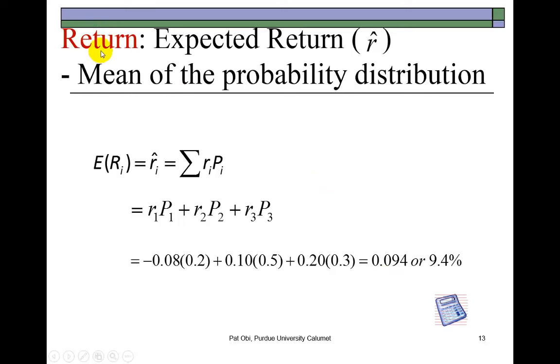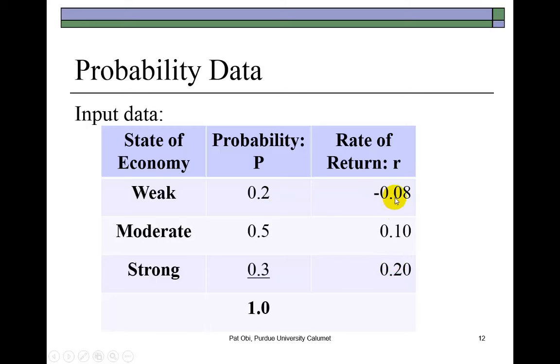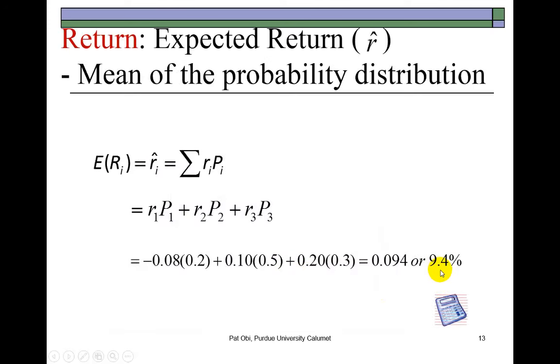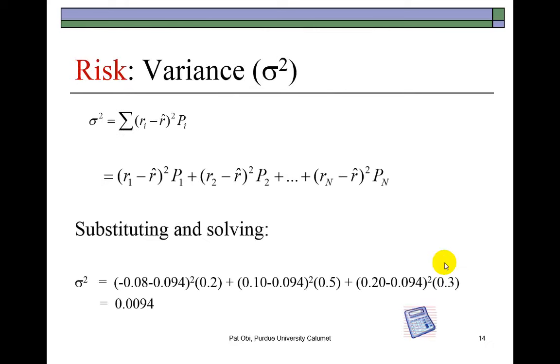For return, we use the mean of the probability distribution, which is so defined, meaning that for each possible return, we multiply it by the corresponding probability. That's what I've done right here for each of the possible returns. So for each of these returns, multiplied by the corresponding probability, and when you do so, your final answer is 9.4%. So you're saying that all things considered, you expect to earn about 9.4% on this investment.